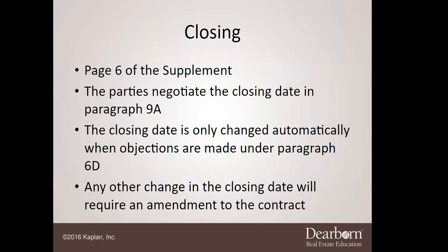The closing date is only changed automatically when objections are made under paragraph 6D, okay? So if there is an objection, like we saw in the other class, there can be certain times that there's an automatic extension, okay? But that's only if there are objections made under 6D. That's the only time it automatically changes, all right? Now, any other change in the closing date will require an amendment to the contract. So if we're not going to object under paragraph 6D, and we need to change the closing date, we have to have an amendment, okay?